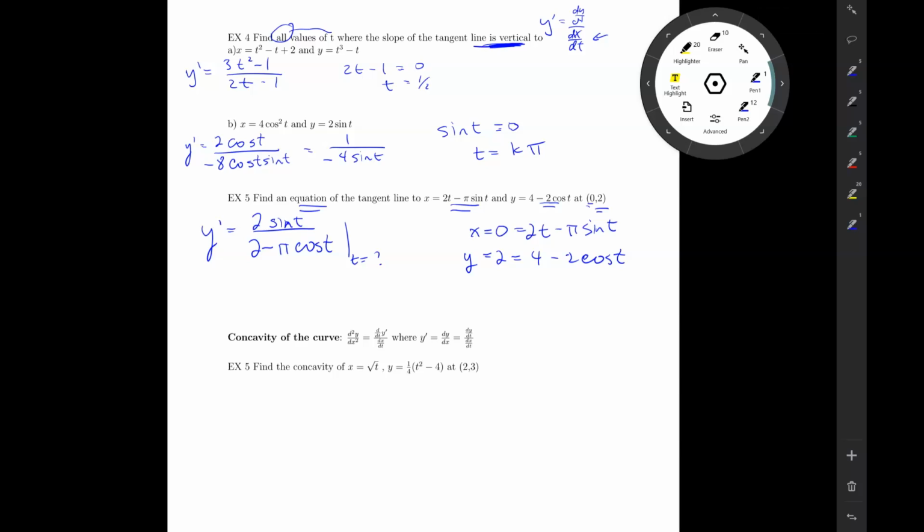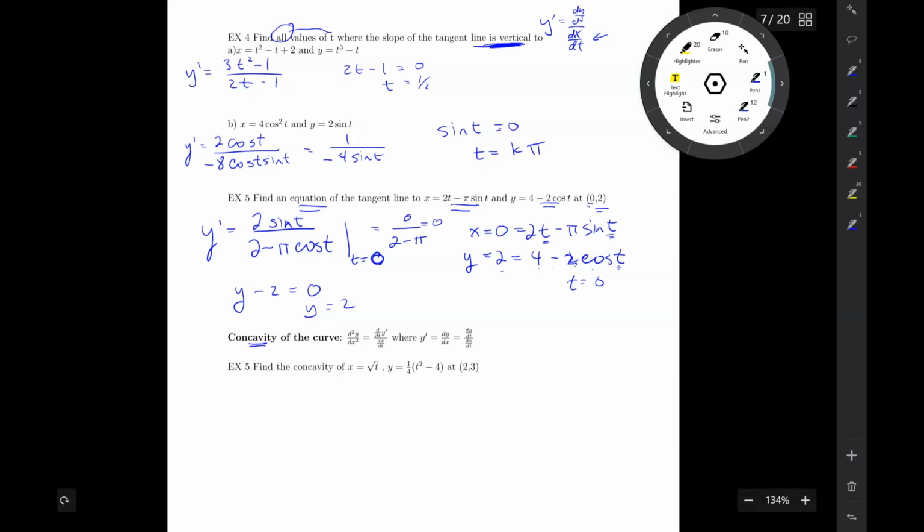So what does t have to equal? Looks like, if I'm even just looking at this one, I think t's got to be 0. Does t equal 0 work here? Cosine of 0 was 1, 4 minus 2 is 2. Aha! t equals 0 works. Okay, so I'm using t equals 0, so I get 0 over 2 minus pi. So that is 0. So the slope is 0. So I have y minus 2 is equal to 0. So y equals 2.